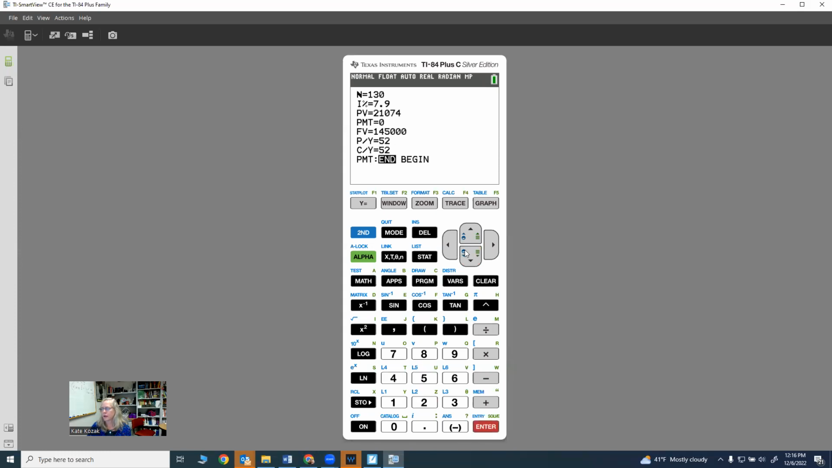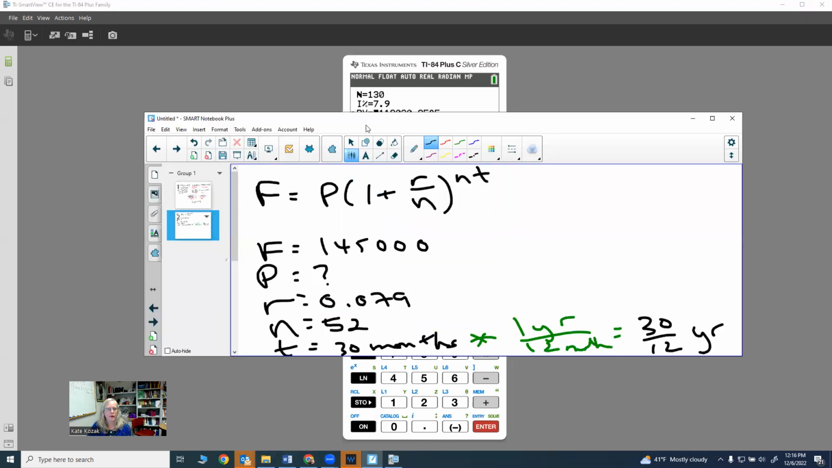There we go. Okay. And then what you do is you just put yourself on the one you want to find. I want to find the present value. So I'm going to put my cursor next to present value, hit the green button, the alpha button, and the enter button, and it will solve that for you. The reason for the negative sign is because that money has to go away from you into this account. So that's why it's negative. So again, you can either do it this way, you can do it with the formula, or you can use the calculator. All those work. So now we know the answer to that one.